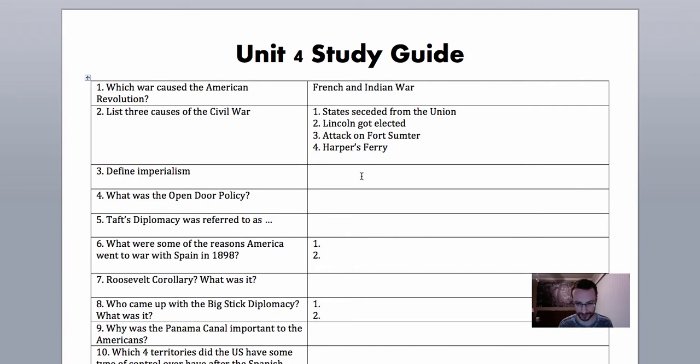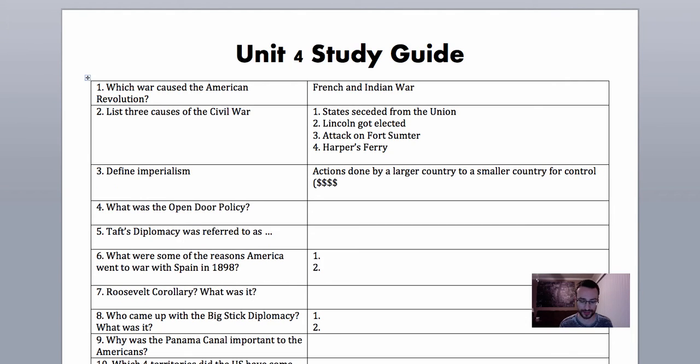Define imperialism. Actions done by a larger country to a smaller country, and this is usually, we'll just say, for control. This is usually economic, so money, or also political too.